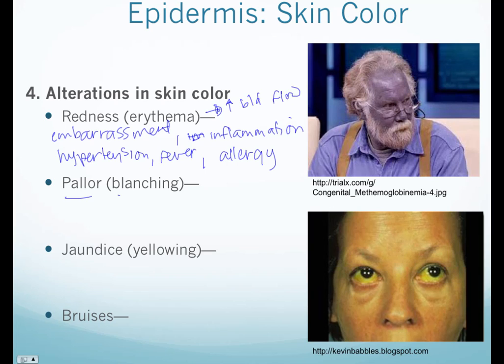Now, pallor or blanching, when it happens, this is when your skin or your face can appear pale. And what can that be because? Decreased blood flow to the area. And so what happens if you have anemia? Some people can appear pale. Anemia, and also low or impaired blood flow to an area.